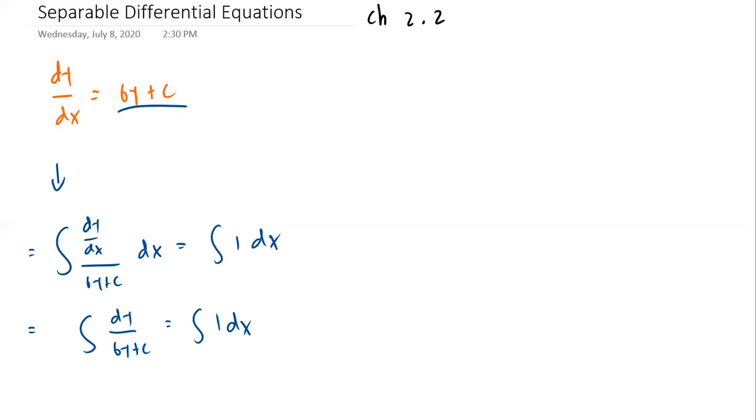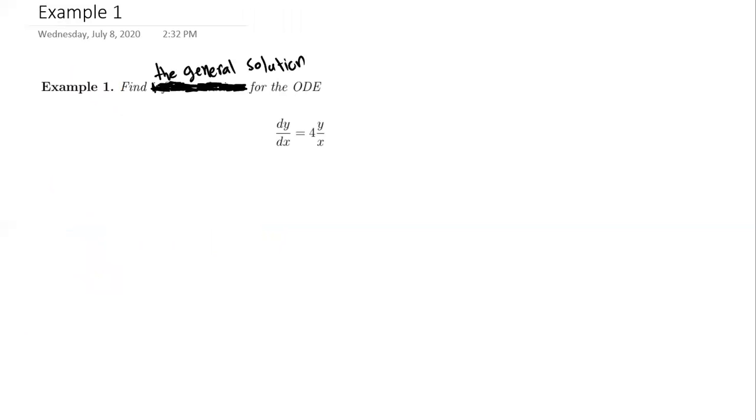Now, let's do another example. This one is going to be a little bit more complicated, but really it's going to be very similar. So find the general solution for the ODE dy/dx equals 4 times y over x.